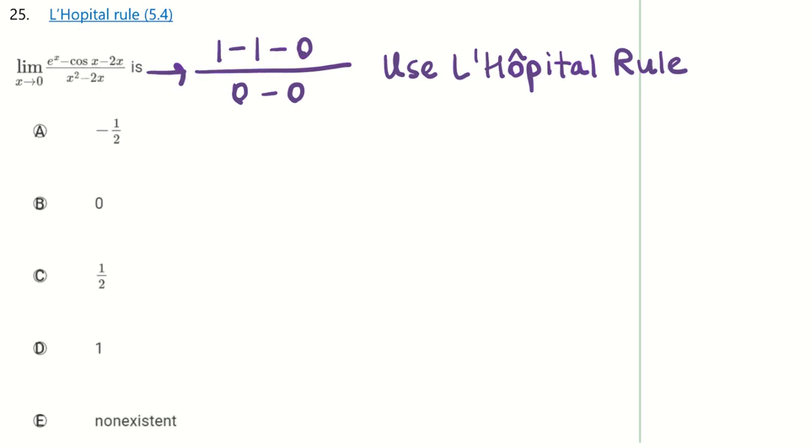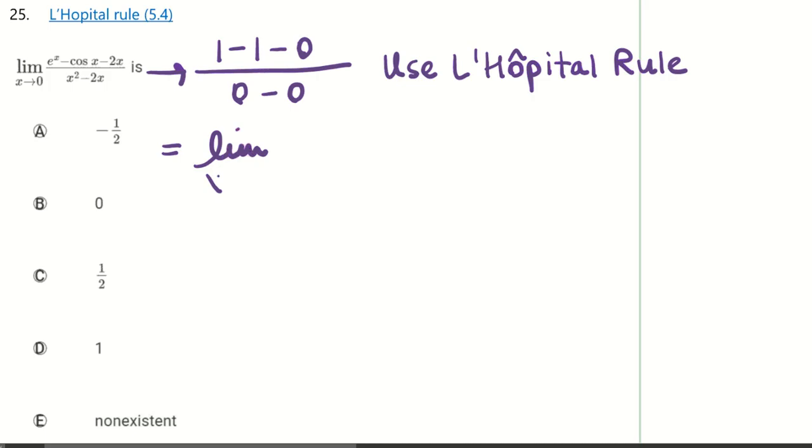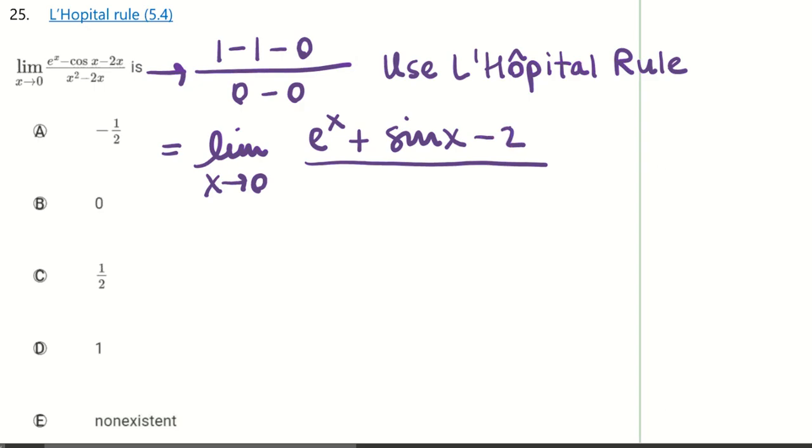So we're going to show it goes to 0 over 0. We're going to say that we're going to use L'Hopital's rule. And we're going to maintain our limit notation. In multiple choice, I guess you do whatever you want. But I'm going to display my work as if it was a free response situation. And that'll be e to the x plus sine x, right? Because the derivative of negative cosine x would be negative sine x. And minus 2, oh yeah, that's going to come back. Okay, divided by 2x minus 2.